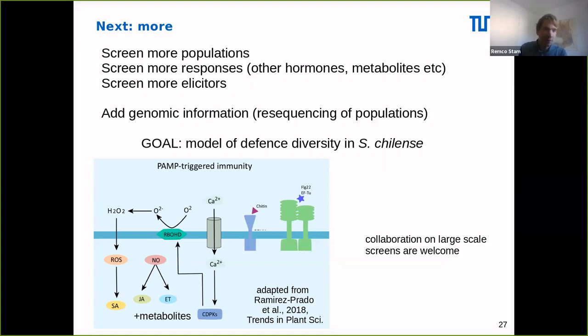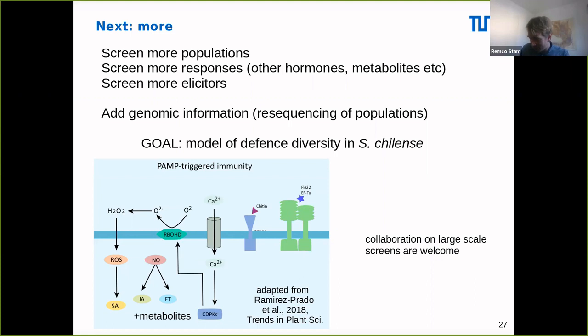We're also at the same time working on getting more genomic information, so we've resequenced about 40 plants at the moment, and we want to ultimately get this all together in a model of defense diversity in Solanum chilensis. So if you have some suggestions of other things that we can measure on a larger scale, I'd love to hear them, because it's a lot of work to sequence these, to measure all these different responses in these plants, right? So this will be the next step in our research.